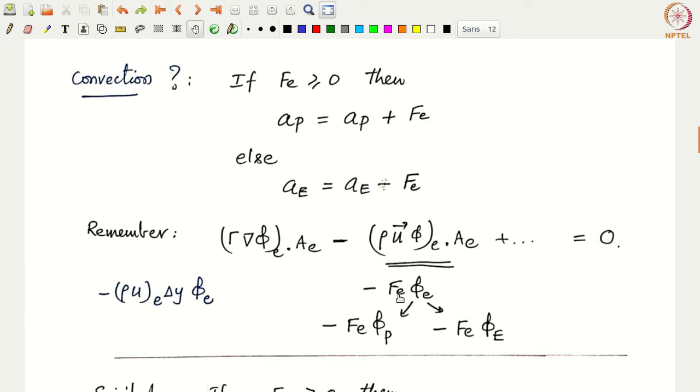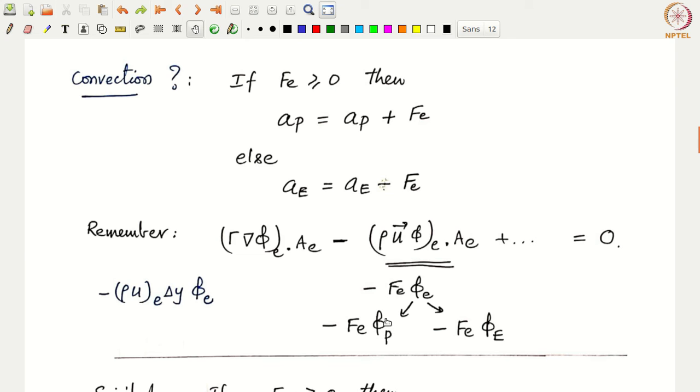And if Fe is negative, if it is going in the negative x direction, then phi little e, the upwind value for the east phase, would be equal to phi capital E, the cell centered value at the east cell. That will be minus Fe phi capital E, right? So essentially we are changing phi little e to either phi p or phi east. Okay. Now we have these two terms, minus Fe phi p or minus Fe phi east, depending on whether Fe is positive or negative.